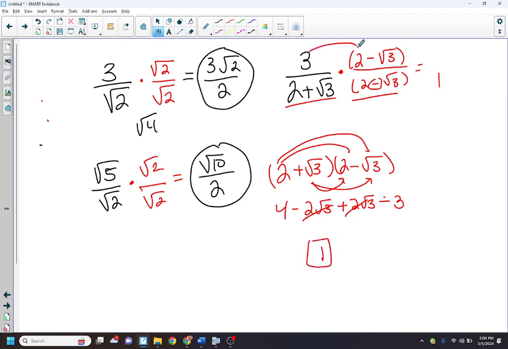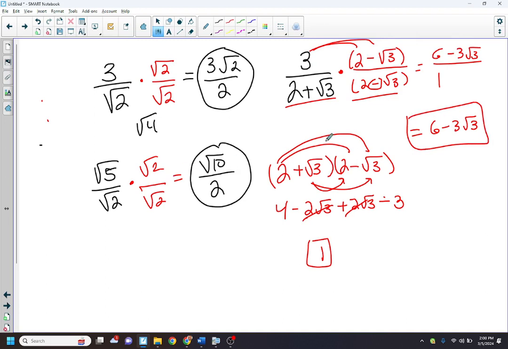And then this I'm just going to distribute. 6 minus 3 root 3. But again, it's a 1 on the bottom. So your final answer should just be 6 minus 3 root 3. 3 times 2 is 6. 3 times root 3, they're inside and outside, so they don't interact.